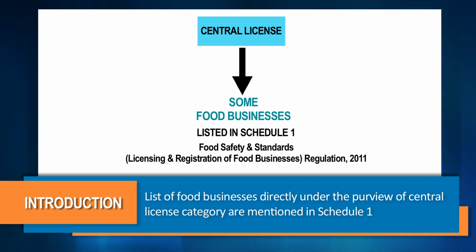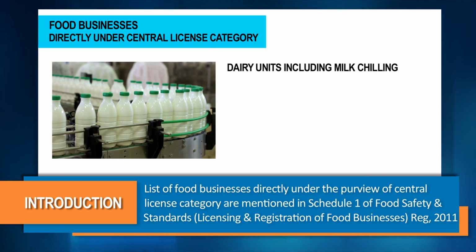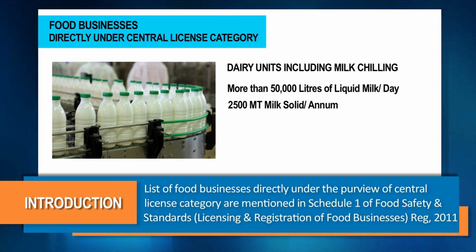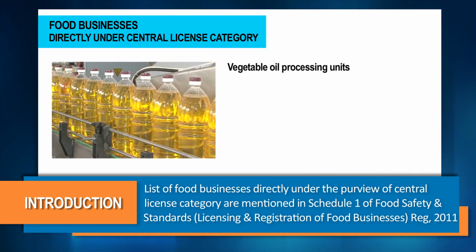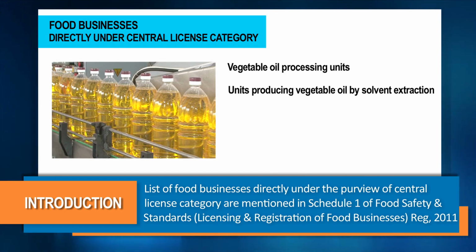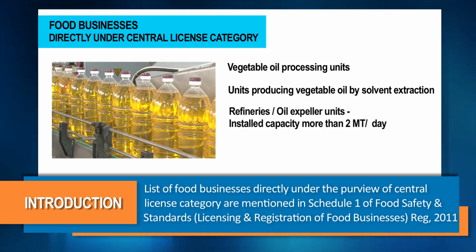These businesses are dairy units including milk chilling units equipped to handle or process more than 50,000 liters of liquid milk per day or 2,500 metric ton of milk solid per annum. Vegetable oil processing units and units producing vegetable oil by the process of solvent extraction, and refineries including oil expeller units having installed capacity more than 2 metric ton per day.